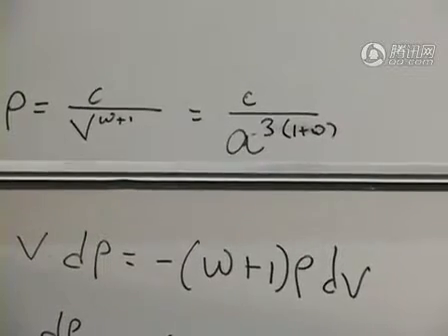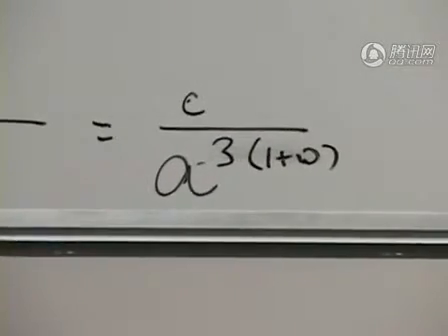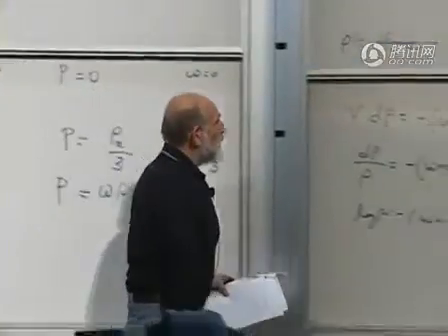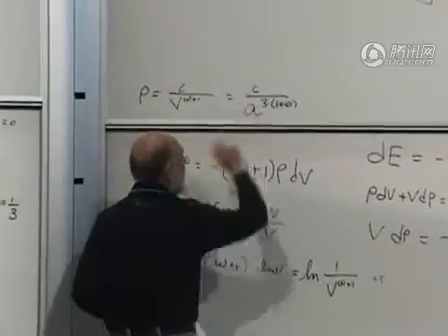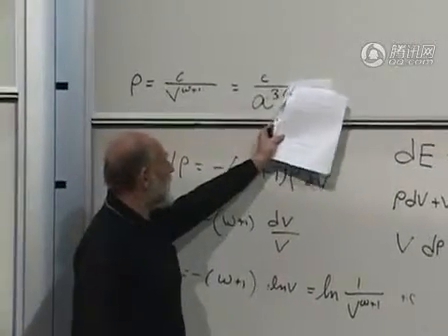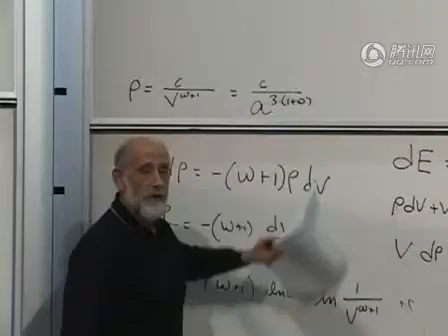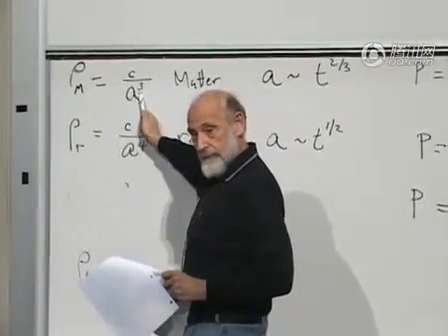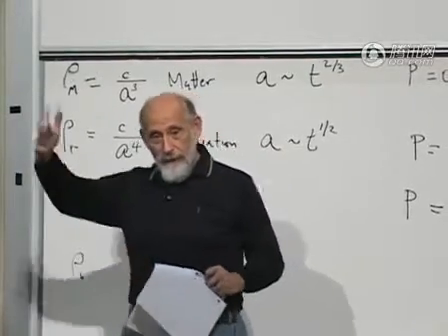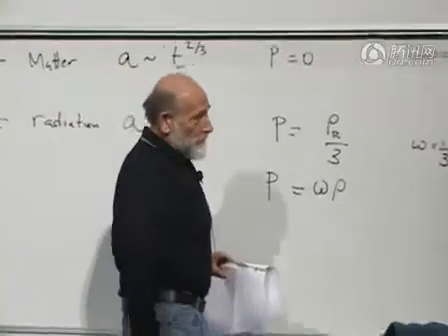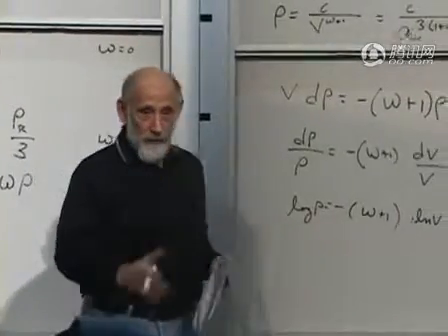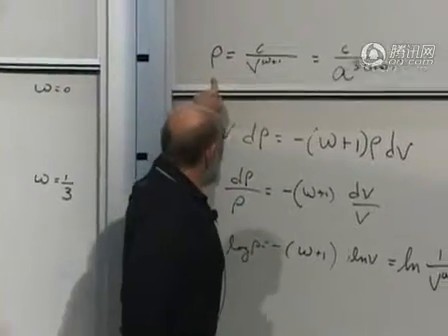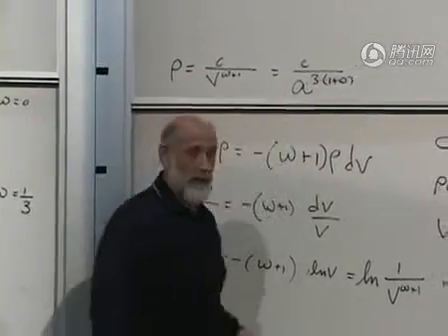Okay, let's try it out. Here's w equals 0. That's matter, cold matter. W equals 0, c divided by a cubed. 1 plus w is 1. C divided by a cubed. That's exactly this formula here. So we've done a very, very fancy argument just to tell us that if we have a bunch of unmoving particles which exert no pressure, the energy density decreases like 1 over a cubed. Duh.